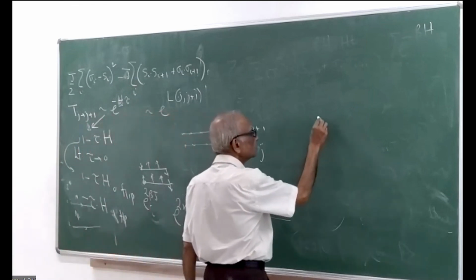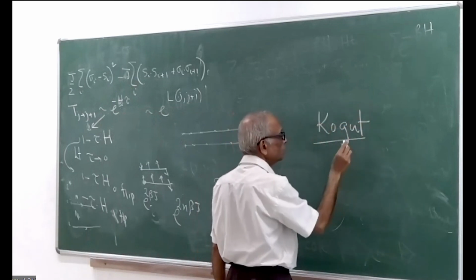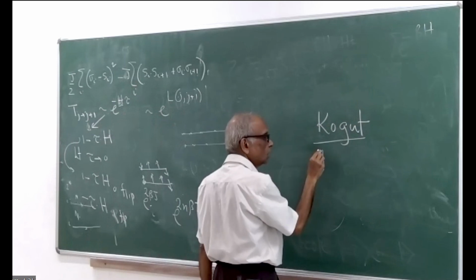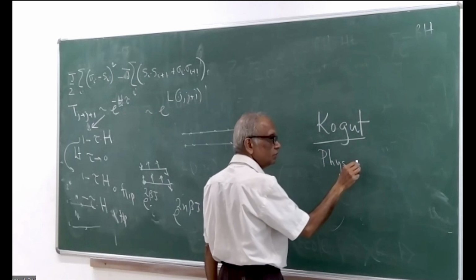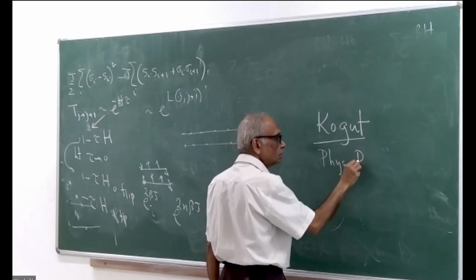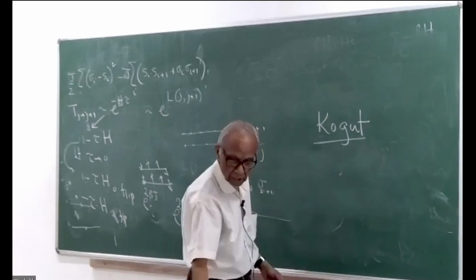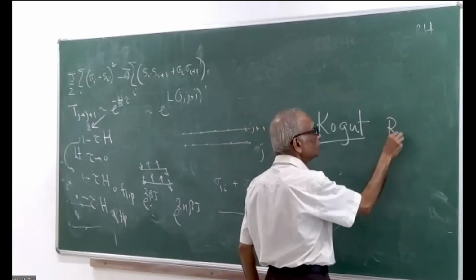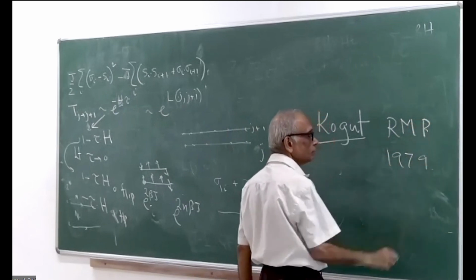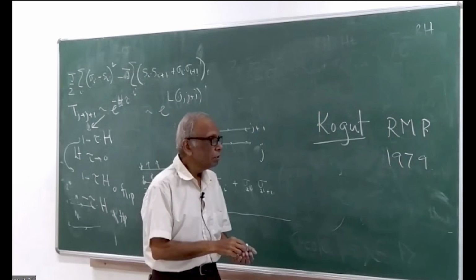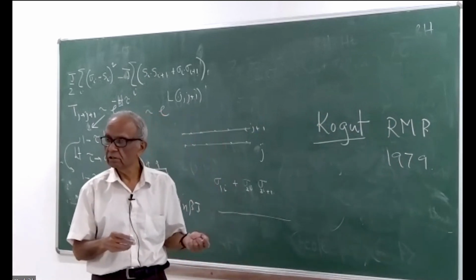It is this Kogut. That is the best possible. It's Kogut. What was that? Physics Reports, right? No, this is not the Physics Reports. Sorry. This is the RMP, Reviews of Modern Physics, 1979. It's on lattice gauge theories.